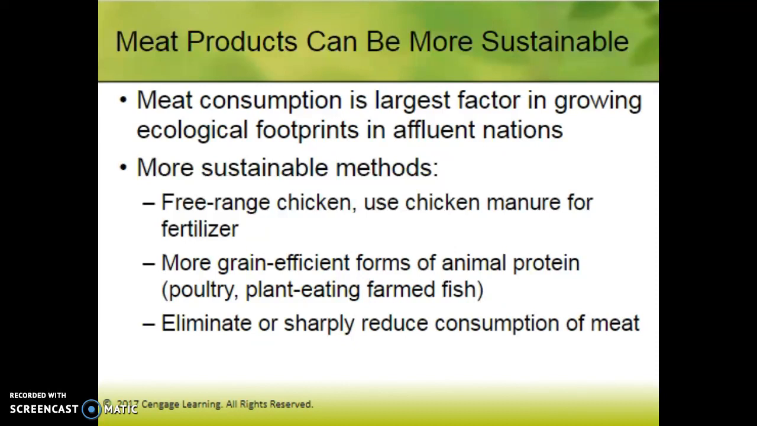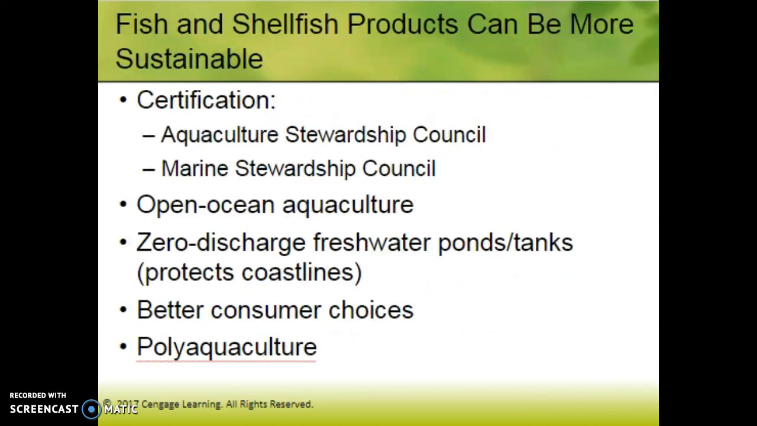Use more grain-efficient forms of animal protein, like poultry. Poultry, they internalize most of their protein, so the grain that they pick up for sure gets turned into protein. They're not excreting it as waste. Plant-eating farmed fish are the same way. And then, like I said before, eliminate or reduce our consumption of meat.